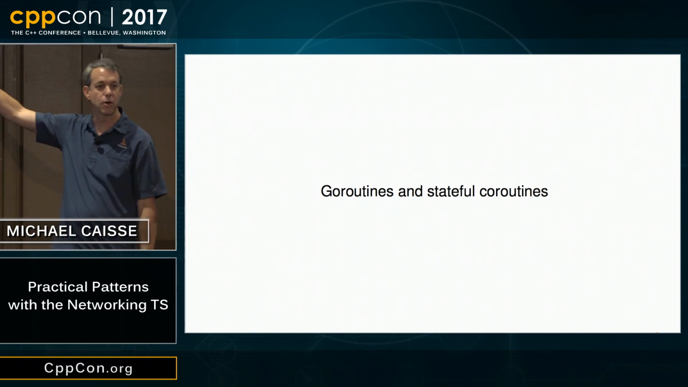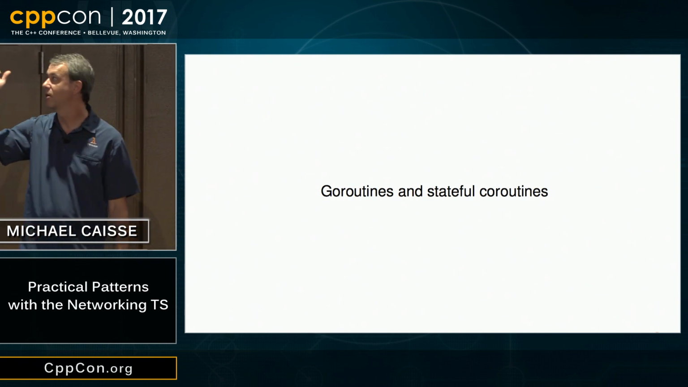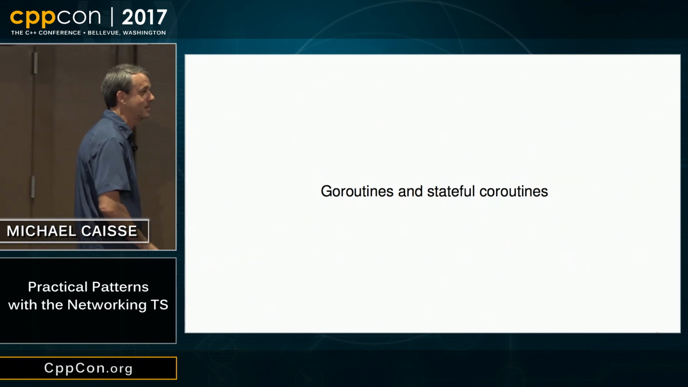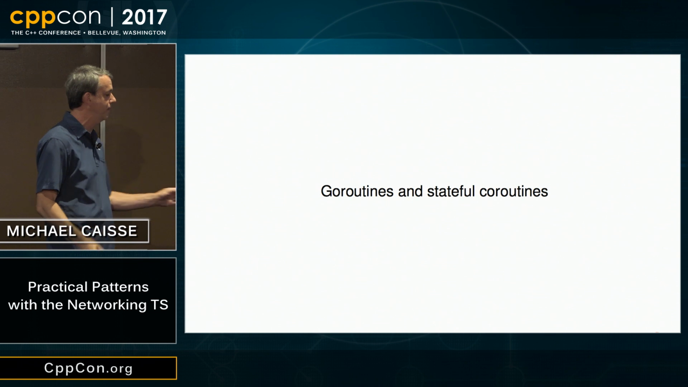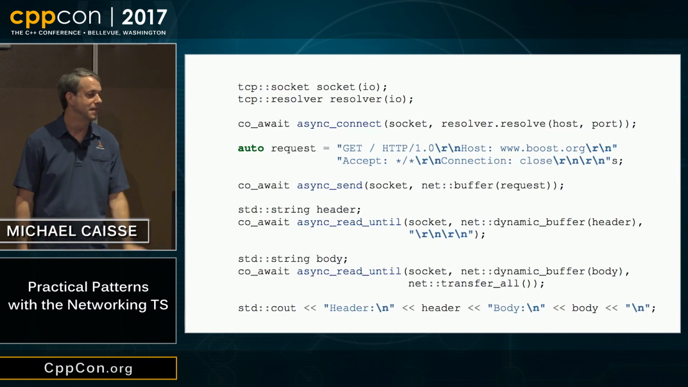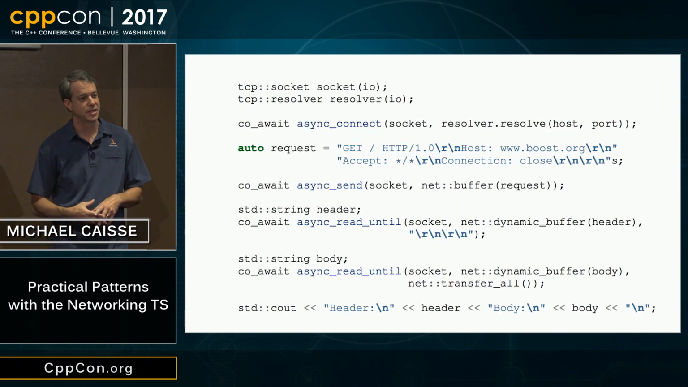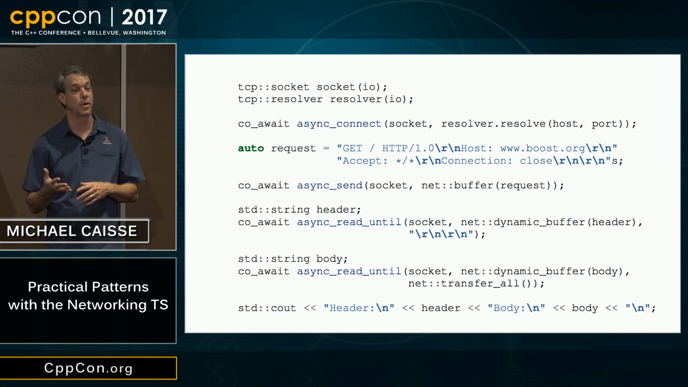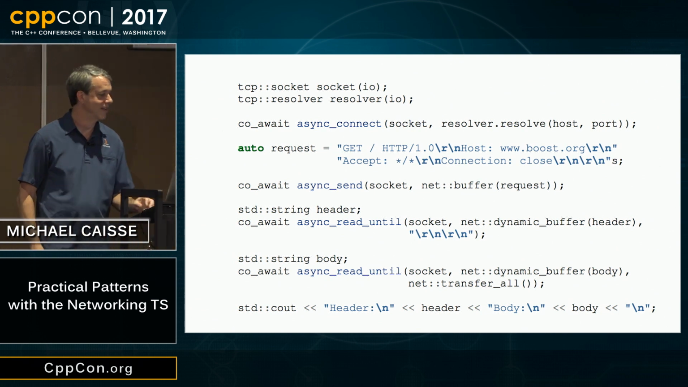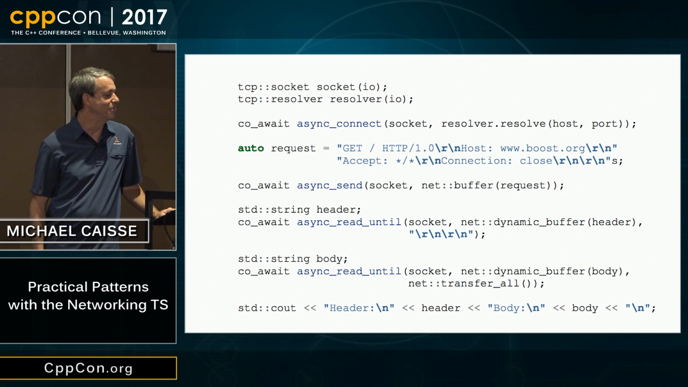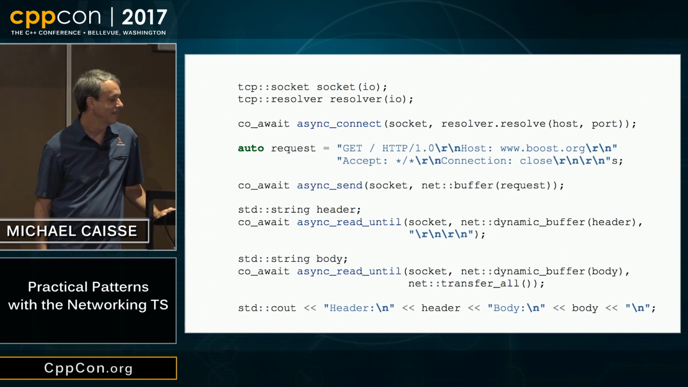You probably tried to say Go routines, but this is Gor routines. Gor routines and stateful coroutines. Does this work with the same thing? Well, actually, yeah, it does. This one is the Gor routine version because Gor wrote it. So we can see that we can use async send, async read until, async read until again with co_await. And now it looks a lot like what our synchronous code looked like, but it's happening asynchronously.